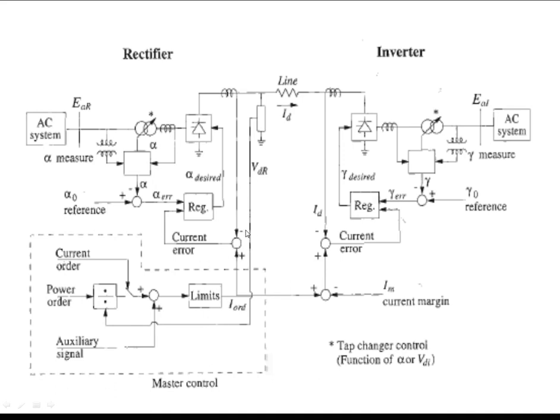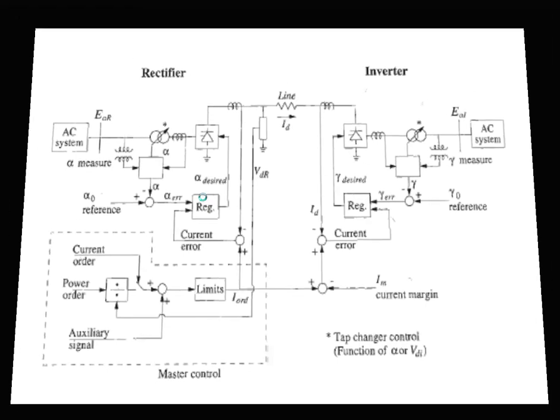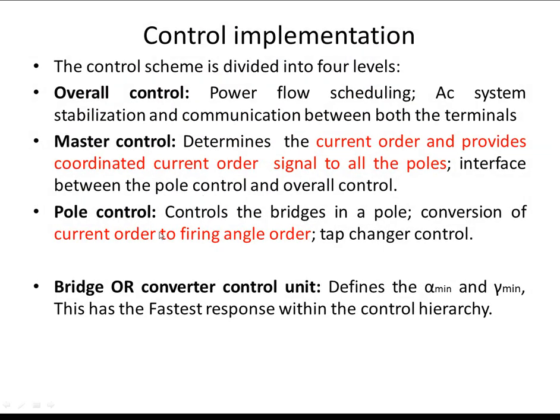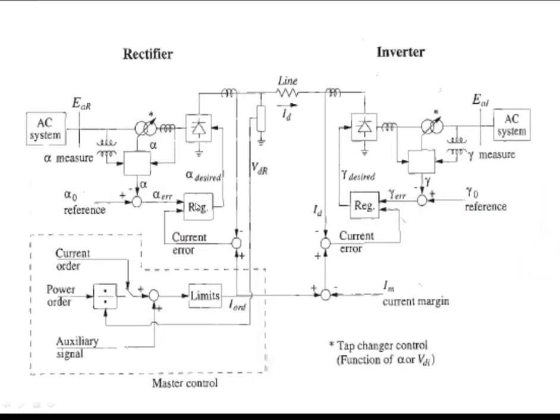So here you can see that this current error is generated, and after that this regulator generates the desired value of the alpha. This block is nothing but a pole control. You can see here the function of the pole control is the conversion of the current order to the firing angle order as well as tap changer control. So this regulator is nothing but a function of the pole control.